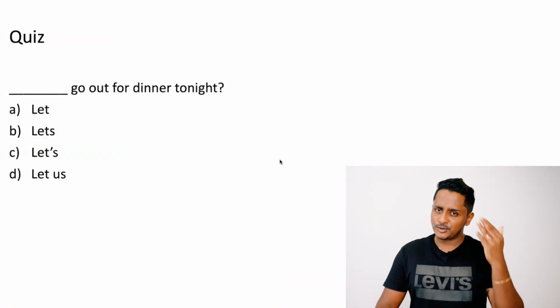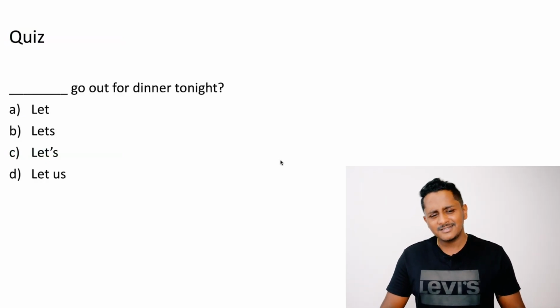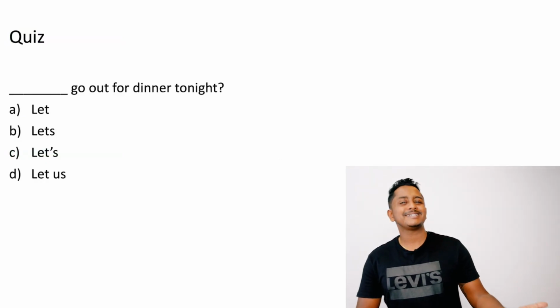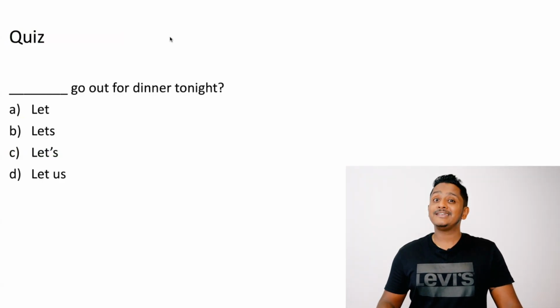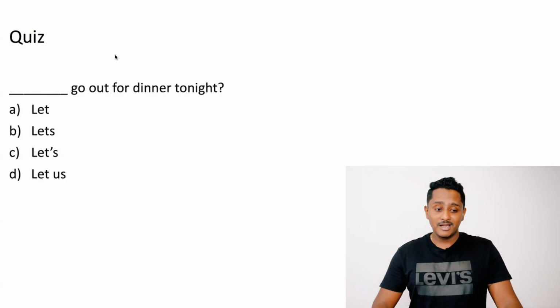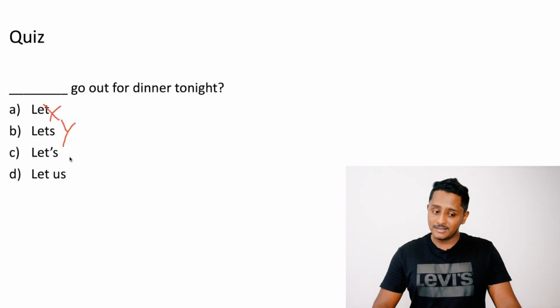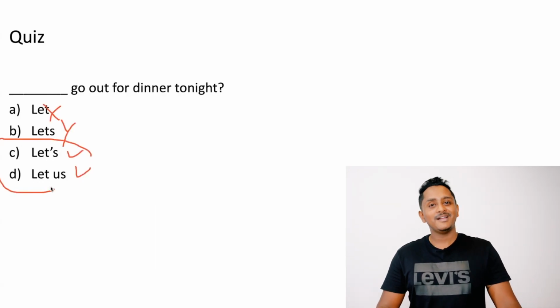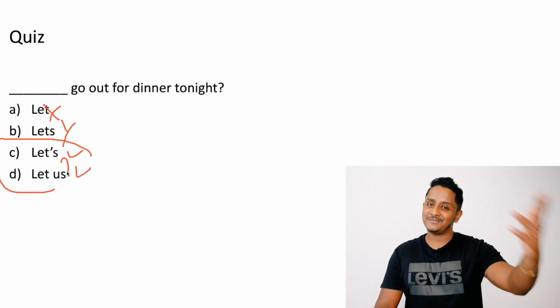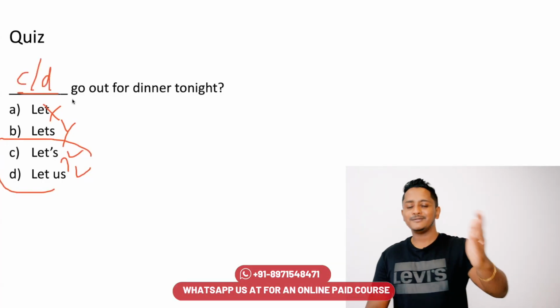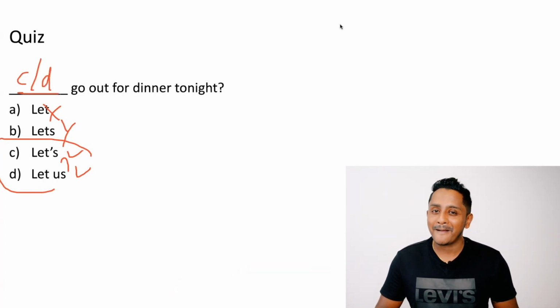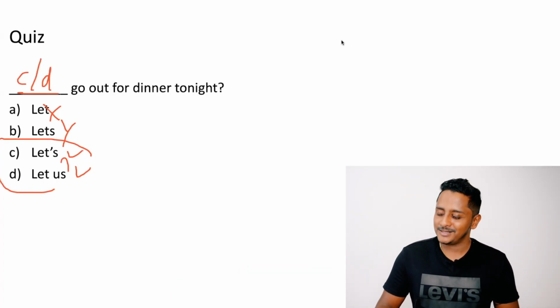Now that we have a complete understanding of let's and lets, let's take a small quiz. How the quiz goes: I'm going to show you a question and give you about 10 seconds to do it, and then I'll explain the correct answer. Dash go out for dinner. So it's let us go out for dinner. This is wrong, and this and this are both the same. So if one of them is the answer, both of them are the answers. You can put either C or D. Both will work for the first blank.